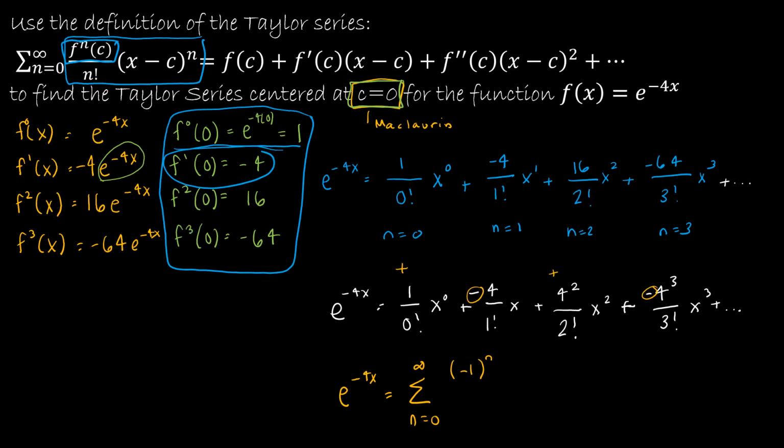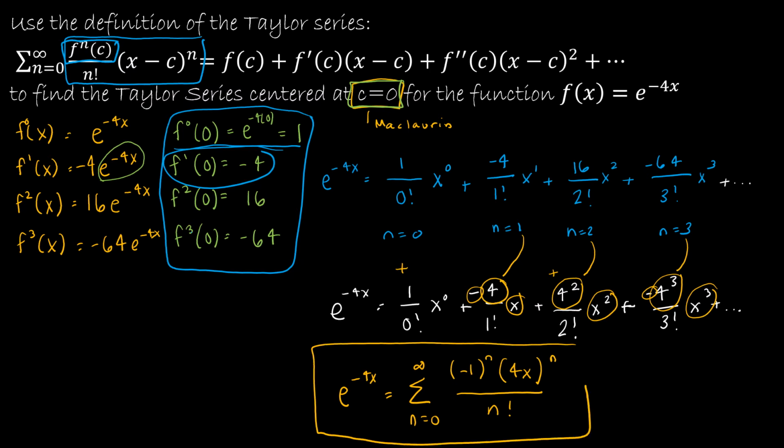I have 4 to the first, x to the first, 4 squared, x squared, 4 to the third, x to the third. So that means I'm going to write 4x to the nth, because remember this was n1, n2, n3, and so forth. And then in my denominator I have 1 factorial, 2 factorial, 3 factorial, so that's just n factorial. So I have now successfully written e to the negative 4x as a power series or a Taylor series.